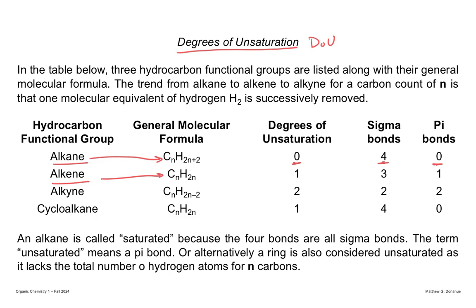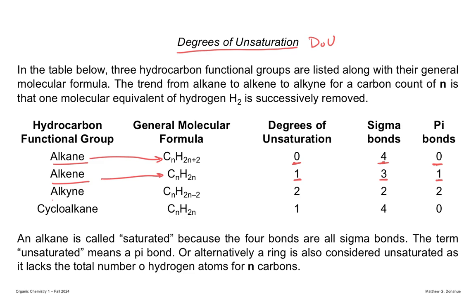So H2 is hydrogen gas, so we call it an equivalent. It's conceptually equivalent to H2, and through that, we're introducing unsaturation. So there's 1 degree of unsaturation because you're missing an equivalent of H2. That means that the carbon atom will have 3 sigma bonds and 1 pi bond to it.